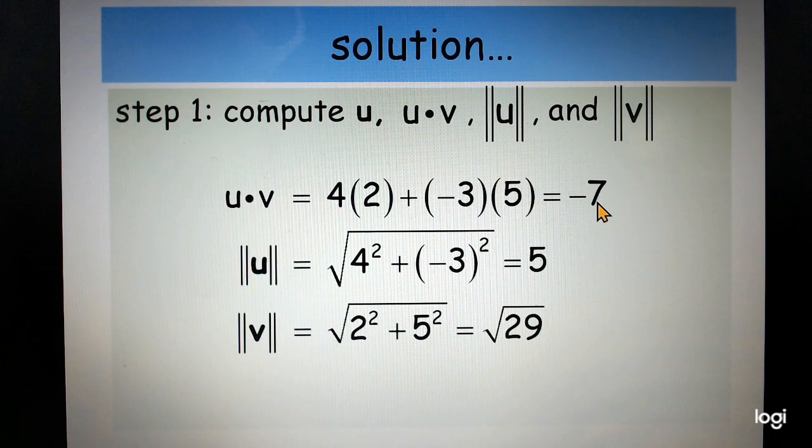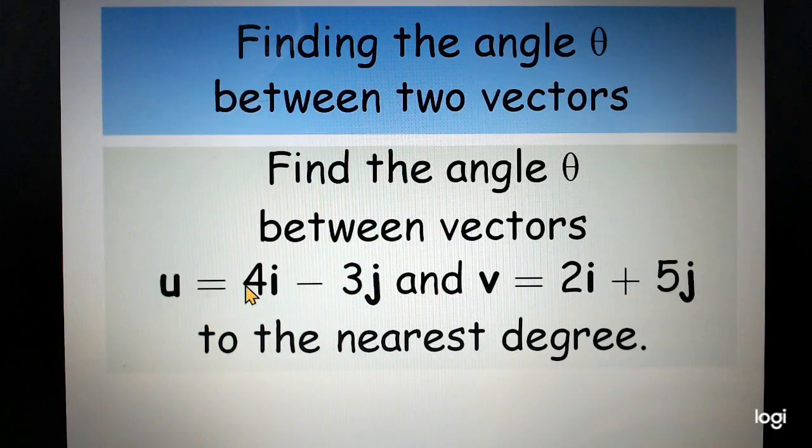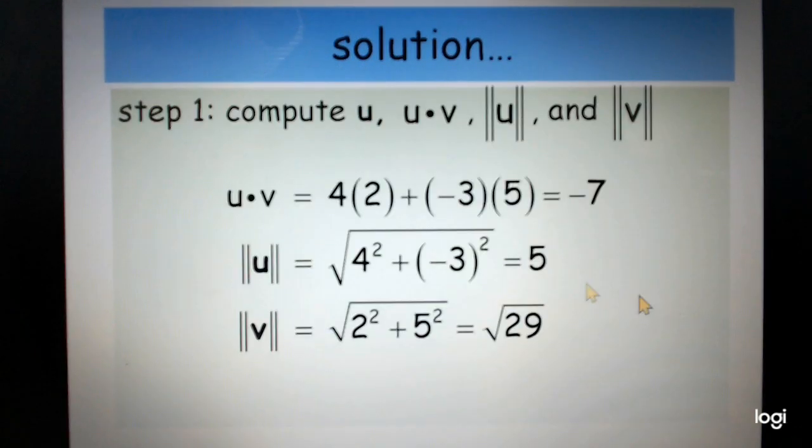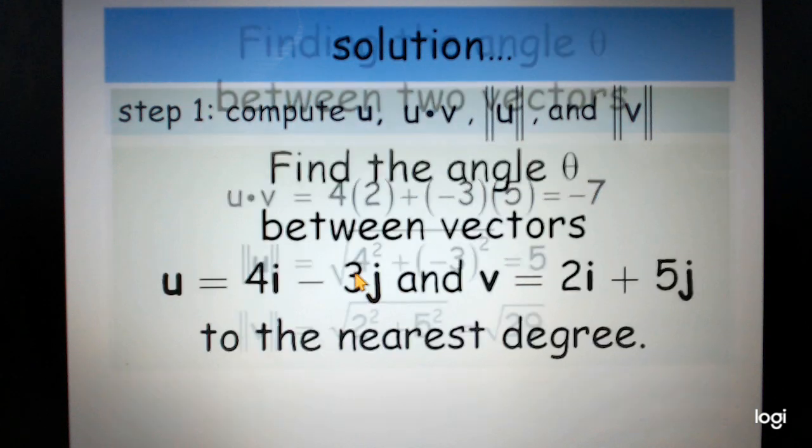And how do we get that? Well, let's just go back here. 4 times 2 is 8. -3 times 5 is -15. Add those guys up and we get -7.